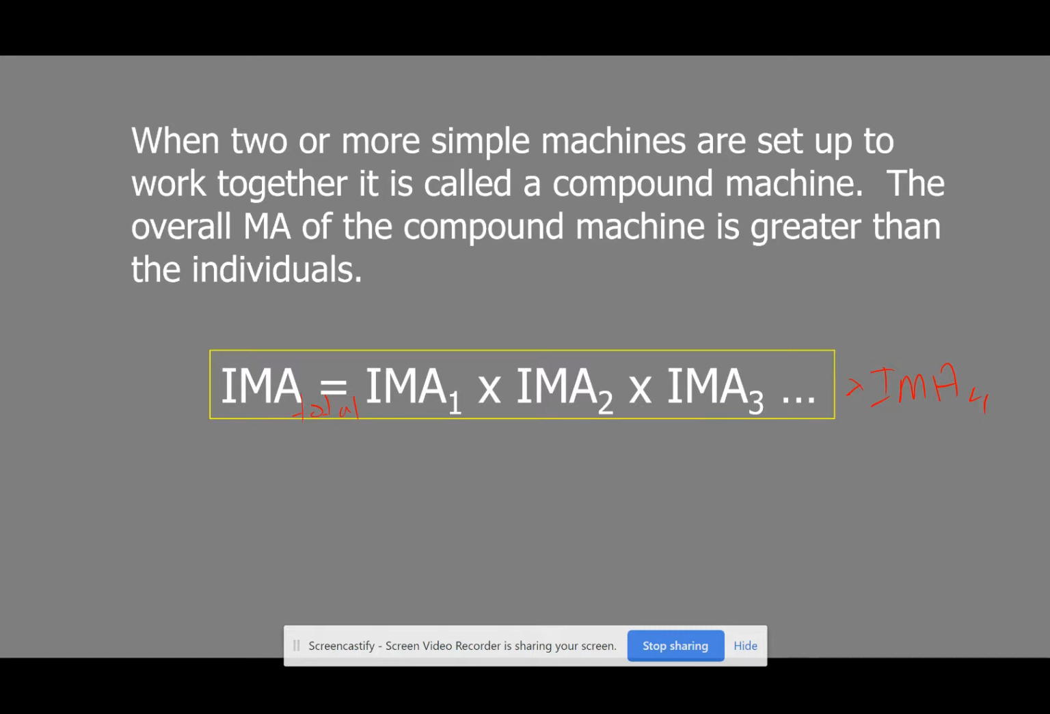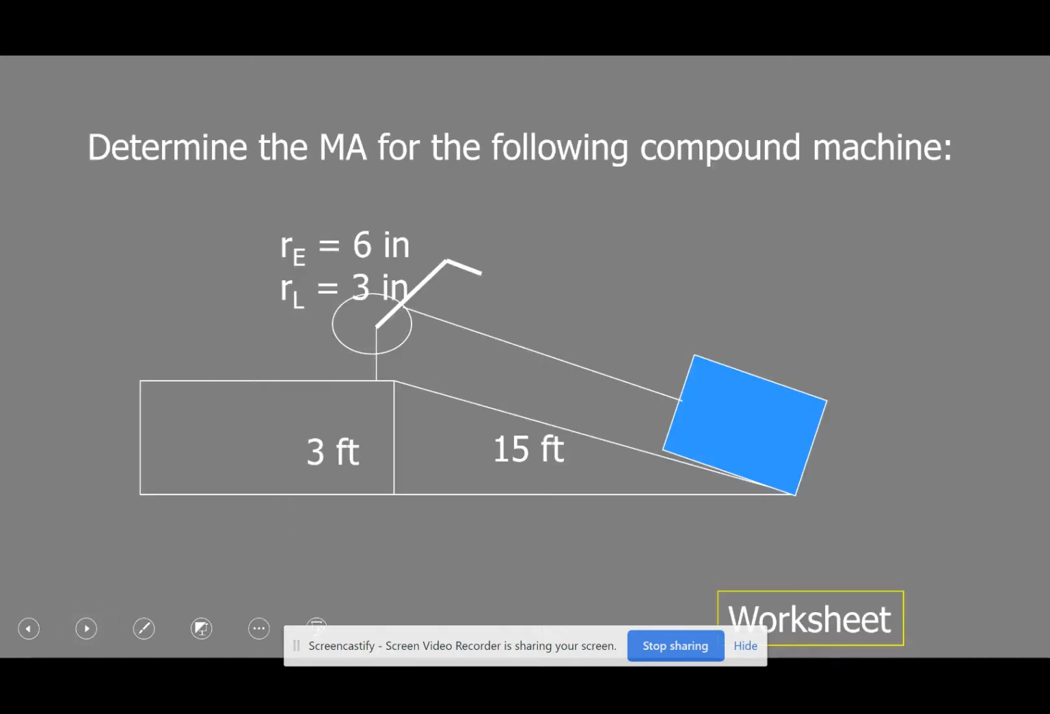If I'm going too fast for you to get this stuff down into your notes, then just pause the recording and continue when you're ready. So here we have an effort radius and a load radius. And it's got some sort of handle here, and it's using it as a crank to pull this load force up a ramp that's 15 feet long and 3 feet tall, 3 feet of height.